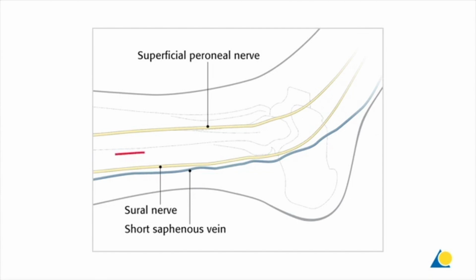A 10 to 15 centimeter straight lateral incision is made in line with the fibula. Care is taken to avoid injury to the superficial peroneal nerve, which lies very closely anteriorly, especially in the proximal part of the incision. In more anterior incisions, it should be identified and protected. When dissecting posteriorly, care is taken not to damage the short saphenous vein and the sural nerve.